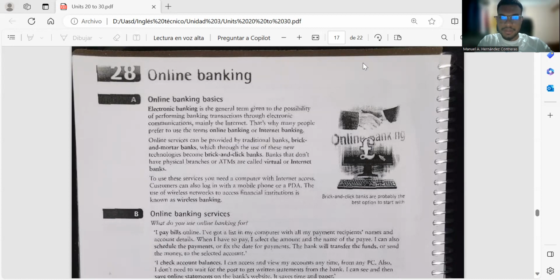To use these services, you need a computer with internet access. Customers can also log in with a mobile phone or a PDA. The use of wireless networks to access financial institutions is known as wireless banking.